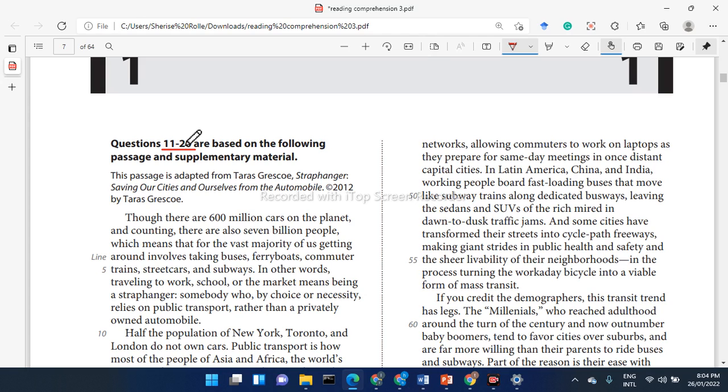So it says here, questions 11 to 20 are based on the following passage and supplementary material. Always read the passage, okay? Read the entire passage. Do not skip through. Do not try to answer the questions first. Read the passage, the entire thing, so you get a general sense of the passage. This passage is adapted from Taras Briscoe, Scavenger: Saving Our Cities and Ourselves from the Automobile, copyright 2012 by Taras Briscoe.